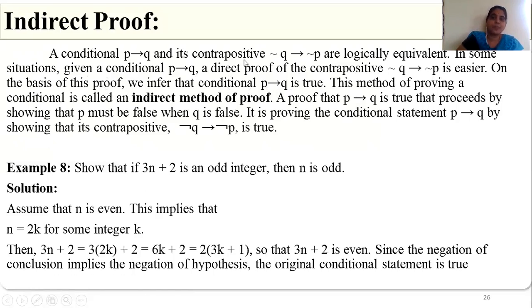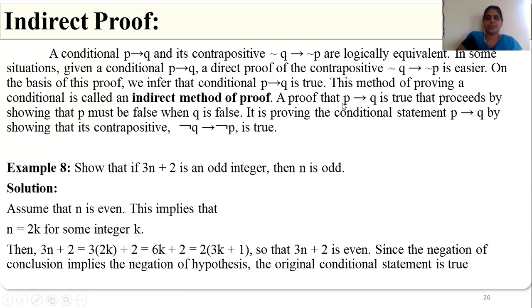That means we have to prove that the contrapositive of the conditional is true. Then we can say that the conditional P implies Q is true. This method is called the indirect method of proof.